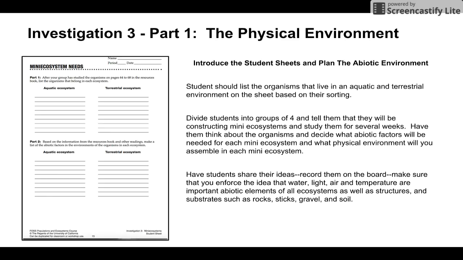Have them think about the organisms and decide what abiotic factors will be needed for each mini ecosystem and what physical environment will need to be assembled in each. Have students share their ideas and record them on the board. Make sure that you reinforce the idea that water, light, air, and temperature are important abiotic elements of an ecosystem, as well as structures and substrates such as rocks, sticks, gravel, and soil.